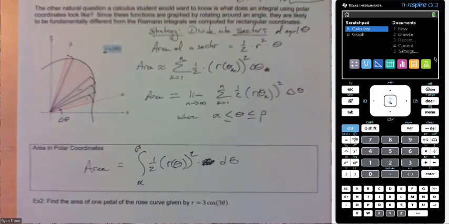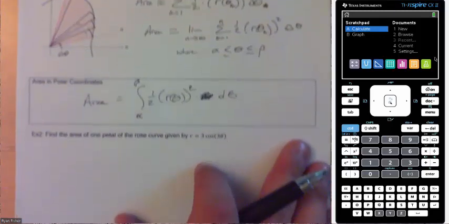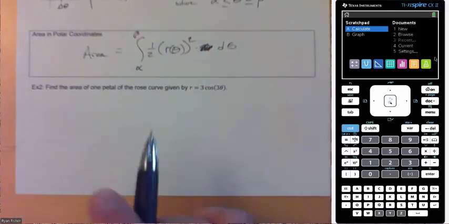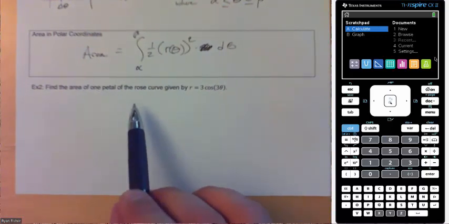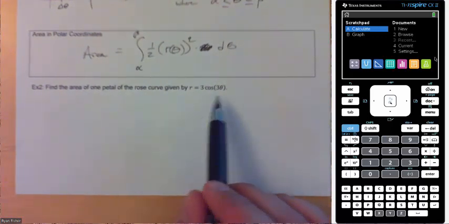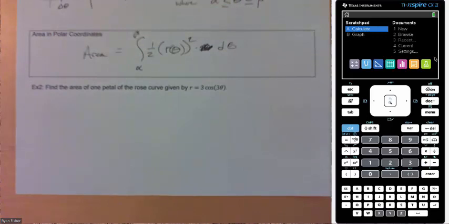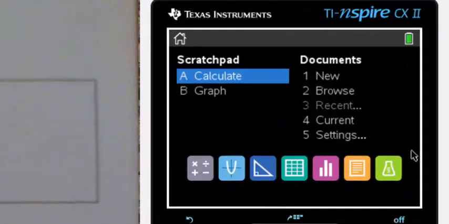So let's apply this and see if we can come up with the area of a polar graph. Here's a pretty common one. Let's find the area of one petal of the rose curve given by r equals 3 cosine 3 theta. It'll be nice to know what that looks like in the first place, so we can have a better idea of what's going on here. So maybe I'll quickly graph that. I'll make a new document.